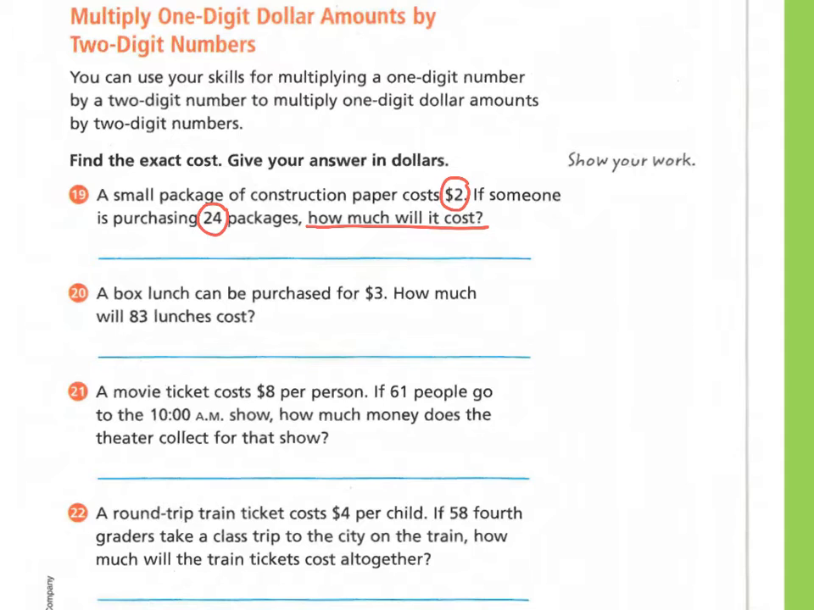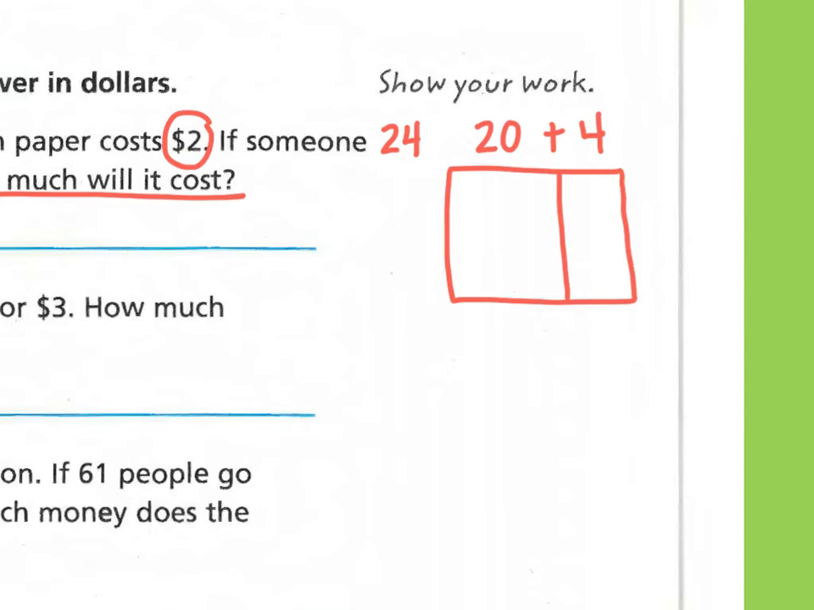The first thing that we're going to do is expand out the number 24 to 20 plus 4. Then we're going to draw our area model and split the two sections between the tens and the ones. Yesterday you guys talked about putting the smaller number on the side here, and I can do that to help me find my partial products.